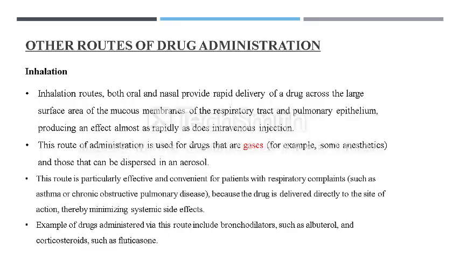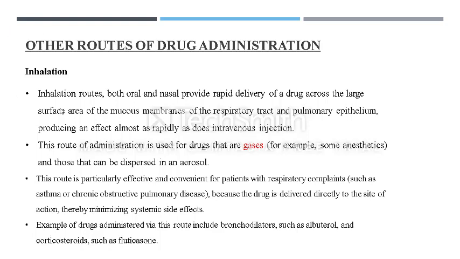So now let's talk about the other routes of drug administration. The first one we'd like to talk about is inhalation. Inhalation routes, both oral and nasal, provide rapid delivery of drug across the large surface area of the mucous membrane of the respiratory tract and the pulmonary epithelium, for the drug to diffuse into the systemic circulation. In terms of rapidity, it's equal to the other parenteral routes of drug administration. So that is inhalation for you.